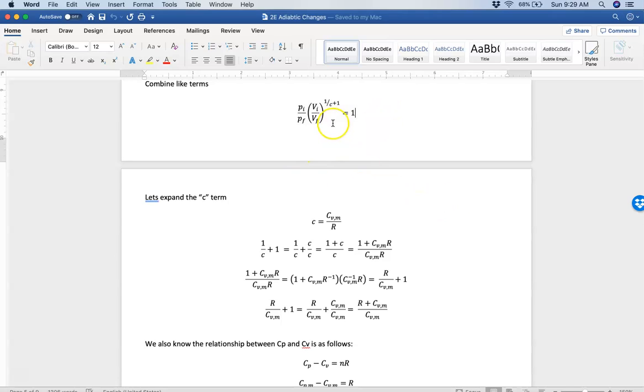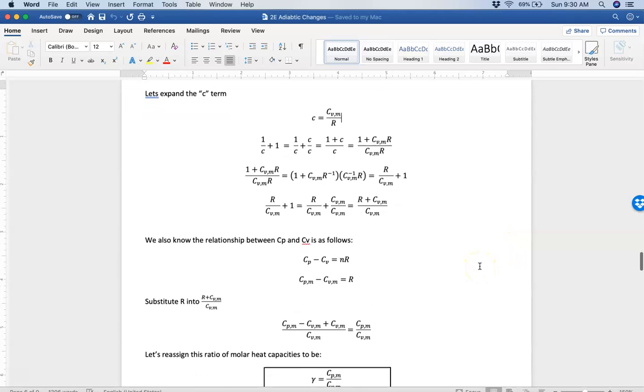So what we're going to need to do now is, remember, C equals the molar heat capacity at constant volume over R. That was derived in the last video. So what we're going to do now is basically play only with the exponents until we can get it into something that's a little bit more usable than just the term C.